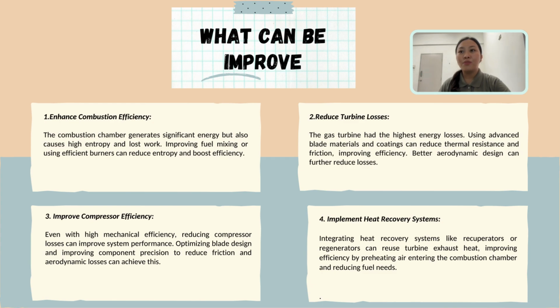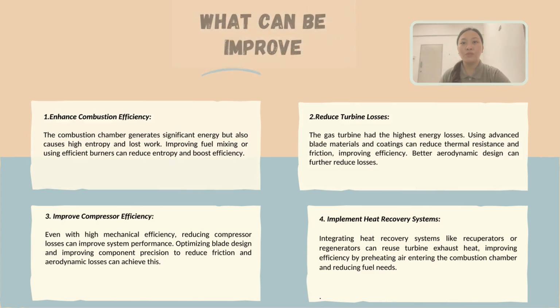Number 3, improve compressor efficiency. Even with high mechanical efficiency, reducing compressor loss can improve system performance. Optimizing blade design and improving component precision to reduce friction and aerodynamic loss can achieve this. Number 4, implement a heat recovery system. Integrating heat recovery systems like recuperators or regenerators can reuse turbine exhaust heat to improve the efficiency by preheating air entering the combustion chamber and reducing fuel needs.